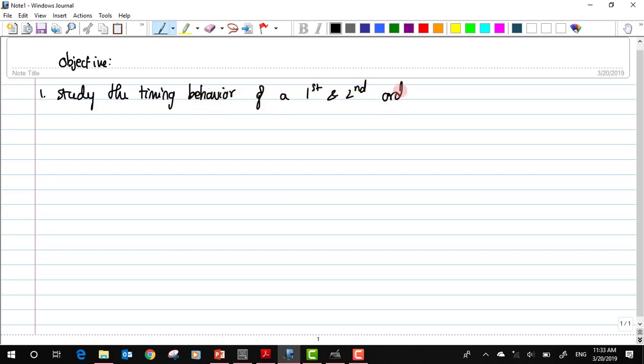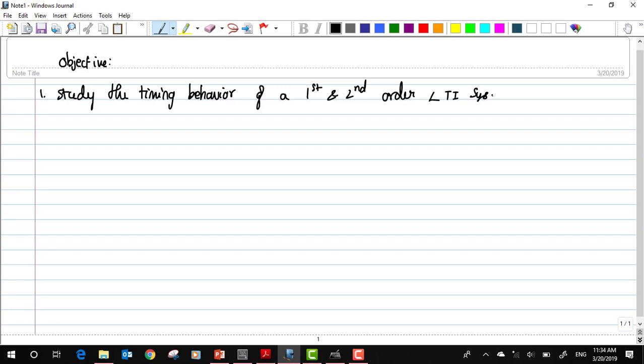Okay, so today we'll be looking at the prerequisites for the stability and frequency response analysis, or basically the stability analysis. Clear? So my objective for this particular class and for the next coming class would be two things. One is to study the timing behavior. Okay, so the first objective talks about the timing behavior of a first order and a second order LTI system.